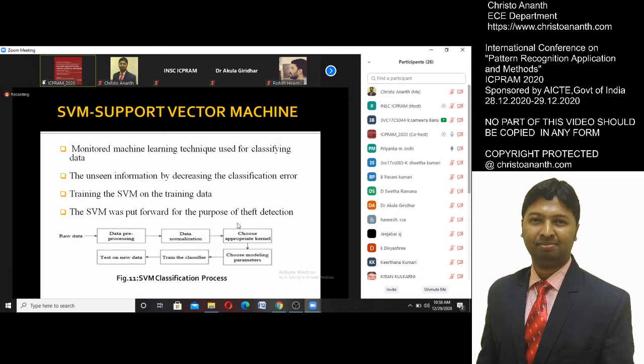Firstly, there is data pre-processing. In this step, raw data from various sensors deployed in the environment is collected and transferred to the format recognized by the SVM classifier. And the next is data normalization. Data normalization is one of the main strategies that needs to be performed during classification using SVM.